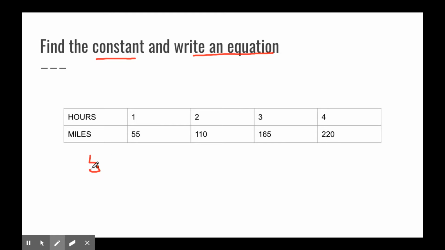So my constant is 55. Because if I take 1 times 55, it gives me 55. If I say 2 times 55, it gives me 110. 3 times 55 is 165, and 4 times 55 is 220. So I'd write that as y equals 55x. That would be my equation because this is my constant.